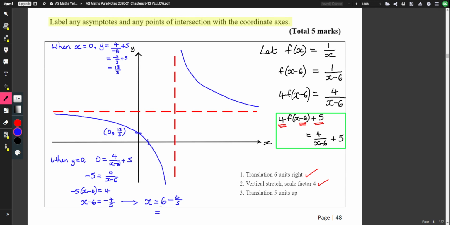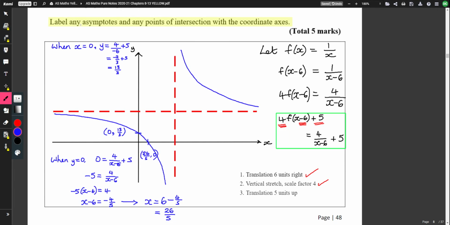So we end up with 6 take away 4/5, which is 30 over 5, take away 4 over 5, 26/5, or 5.2. So x is 26 over 5 when y is 0. I knew from the graph it would be a positive x value, and that's what I got. If I'd got a negative x value, then something is definitely wrong, either my graph or my working out.